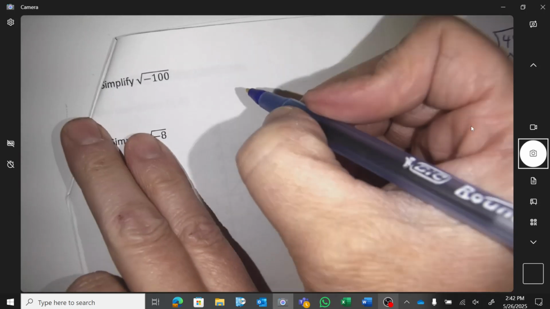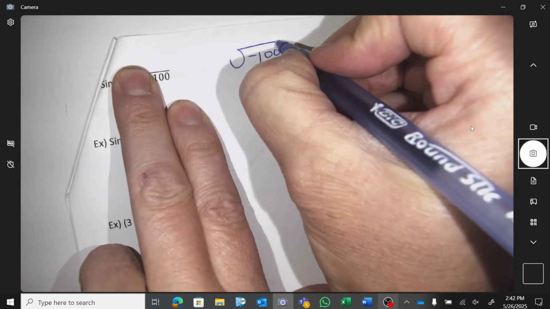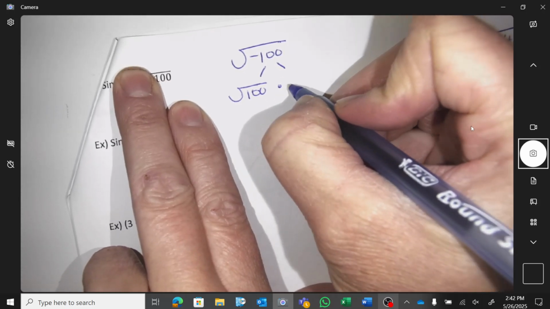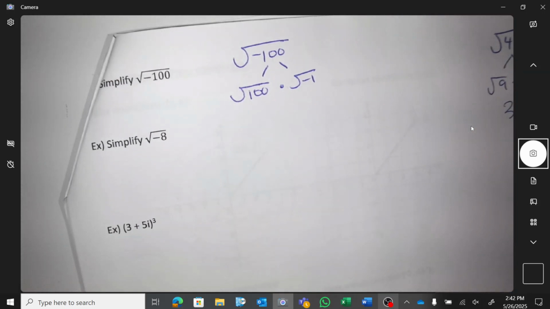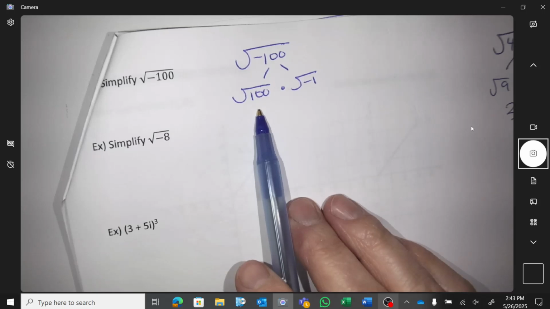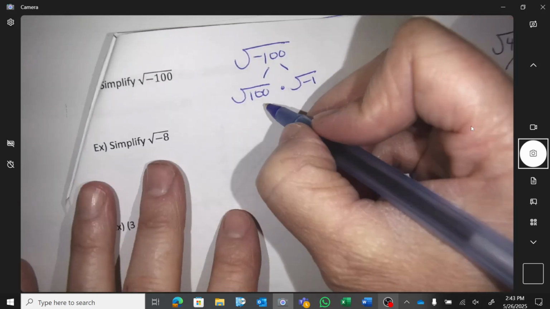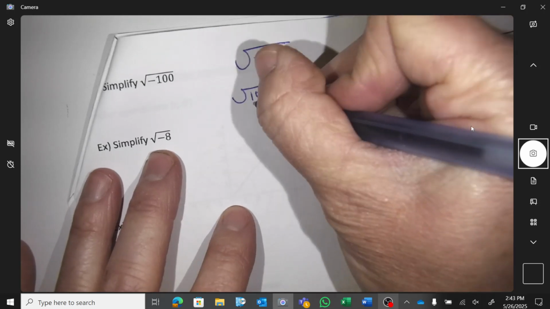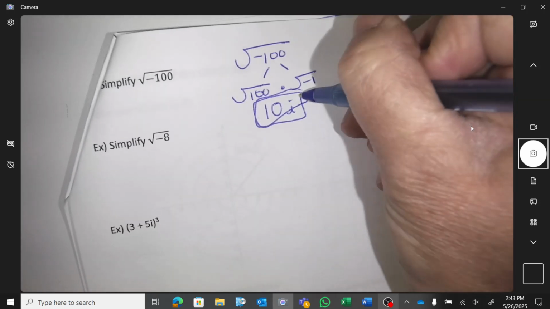Okay, ready? So I'm going to break this down, the square root of negative 100, into the square root of 100 and the square root of negative 1. What could I call the square root of 100 instead? 10. What could I call the square root of negative 1 instead? An i.